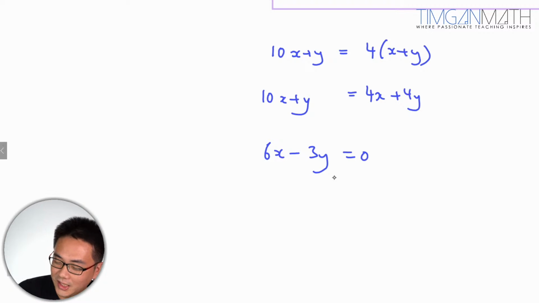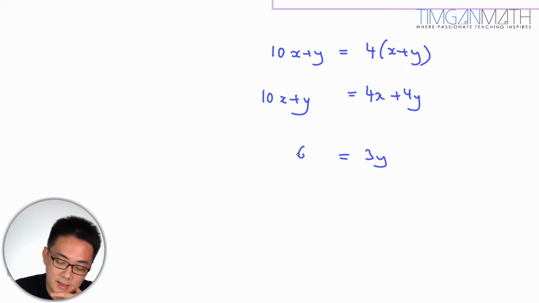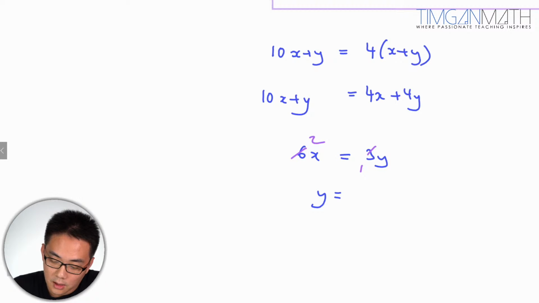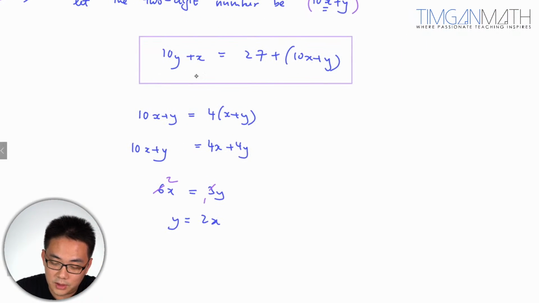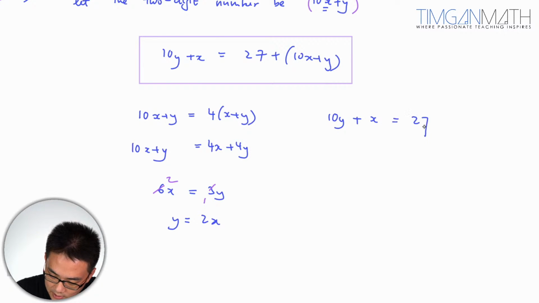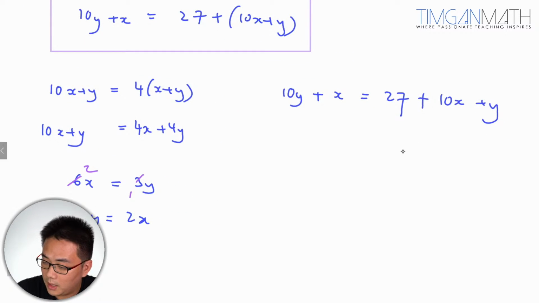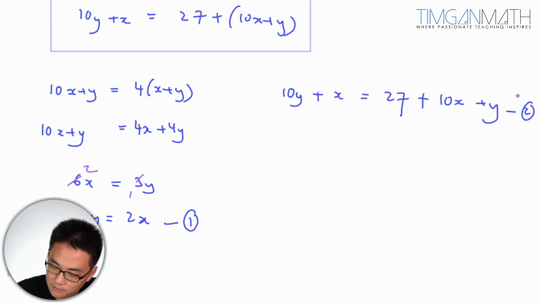That's interesting. So actually, I could make y the subject. So 6x equals 3y, and this would be cancelled away, right? So y equals 2x. Okay, so this is the first one. The second one, which is this expression here, is 10y plus x equals 27 plus 10x plus y. I could just substitute 1 into 2. Okay, that will be easier.